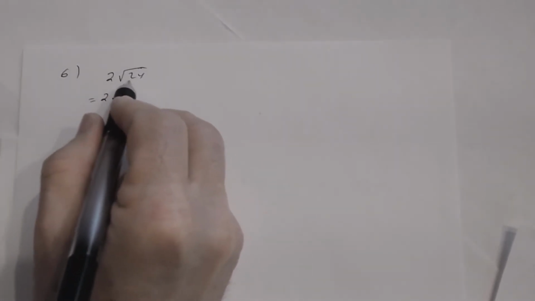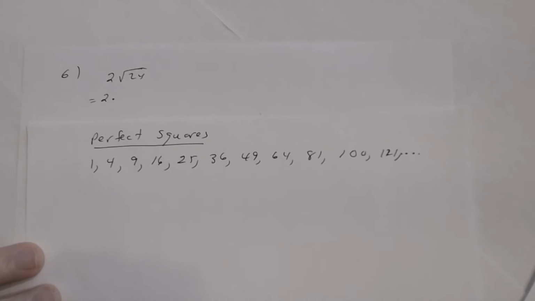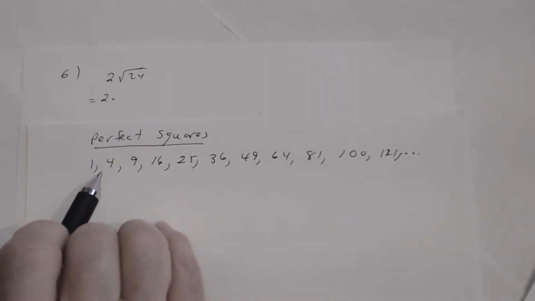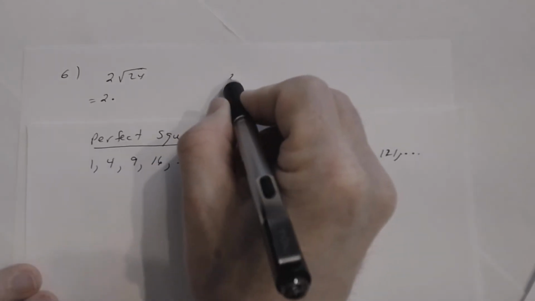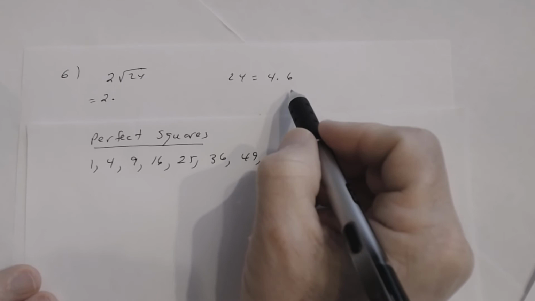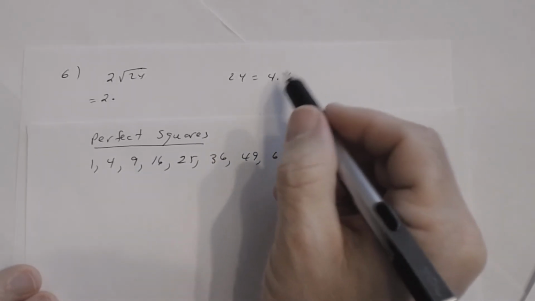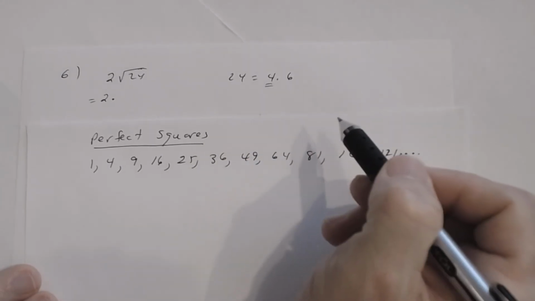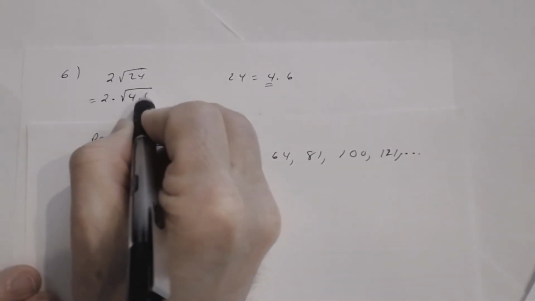Now I've got to ask myself, can I simplify the square root of 24? Is there a perfect square other than 1 that goes into 24 evenly? Let's see if 4 goes into 24, and it does, because 24 is 4 times 6. Now let's talk about 6. Other than 1, is there any other perfect square that goes into 6 evenly? No. So I found the largest. This is the largest right here. So then I'm going to rewrite this as the square root of 4 times 6.